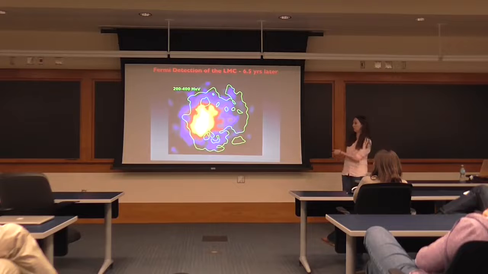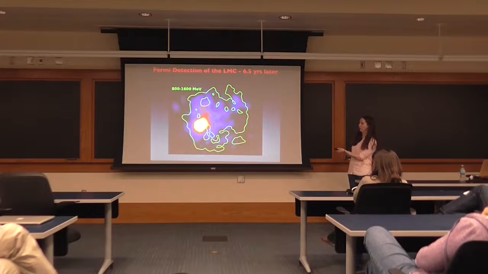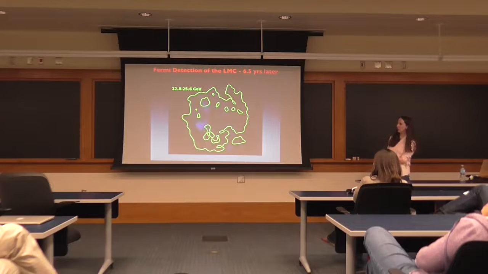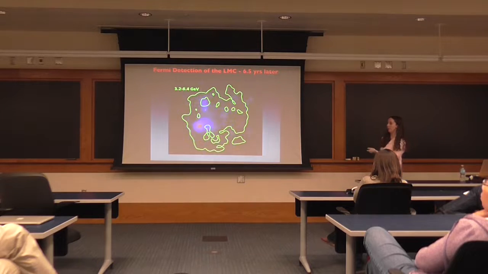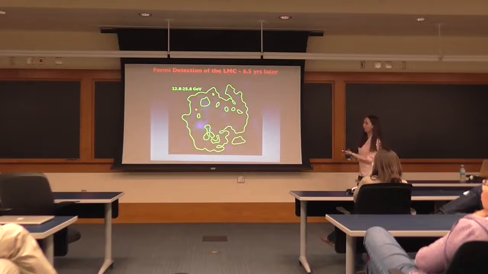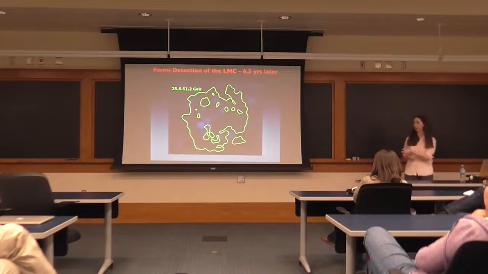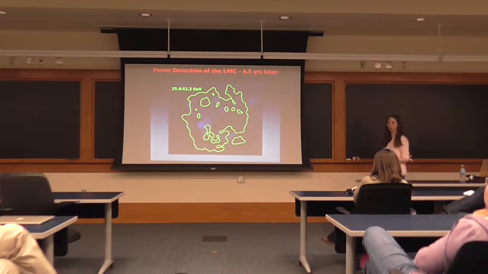So I'm going to play it once and just look at the middle. So we're stepping up from 200 MeV all the way to 50 GeV. So I'll play it one more time. So you can see that there is extended emission up until basically the end, that you have up to 50 GeV photons, most of which seem to originate from 30 Doradus.